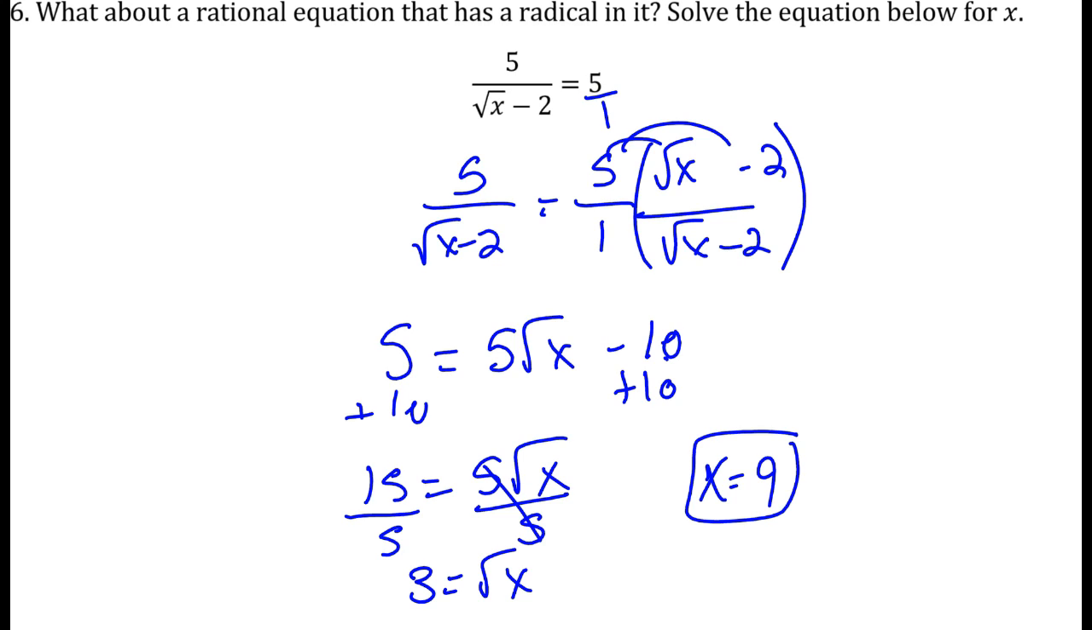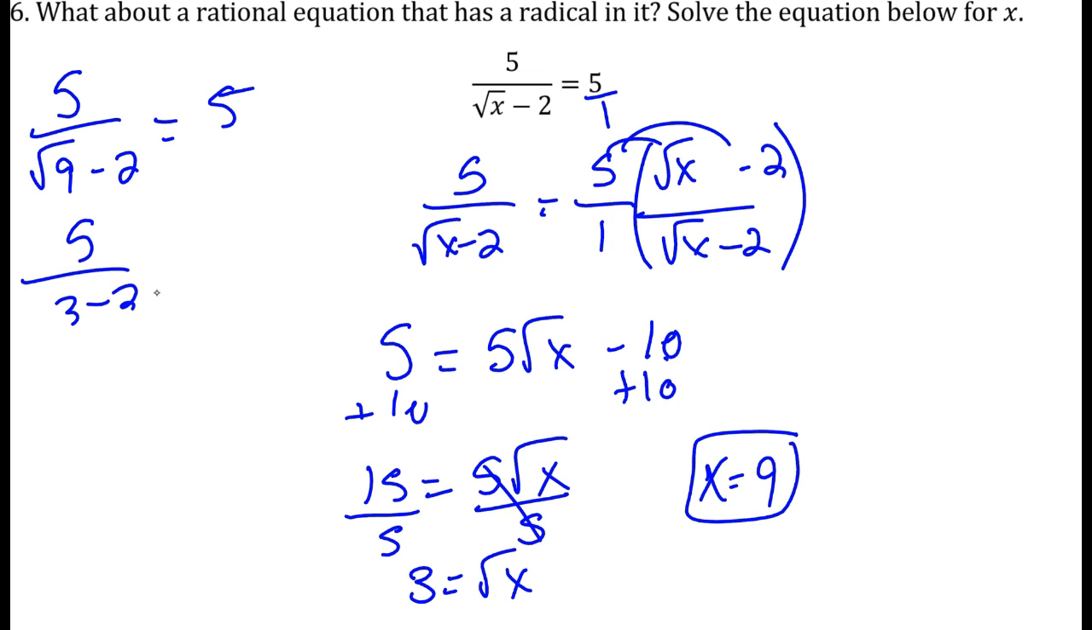So, let's check to see if it actually is true. Is 5 divided by the square root of 9 minus 2 actually equal to 5? Well, 5 over 3 minus 2 is equal to 5 over 1, which is 5. So it does check out. X equals 9 is the solution.